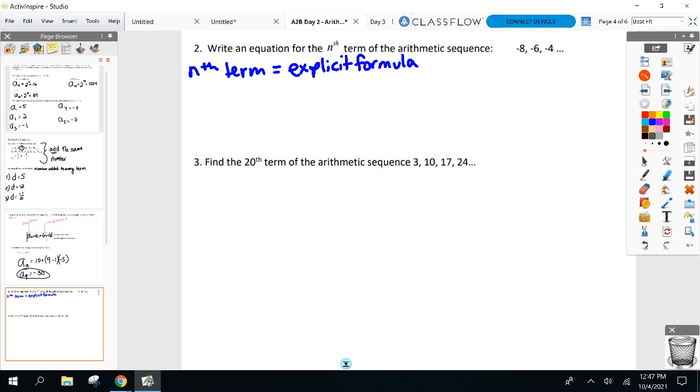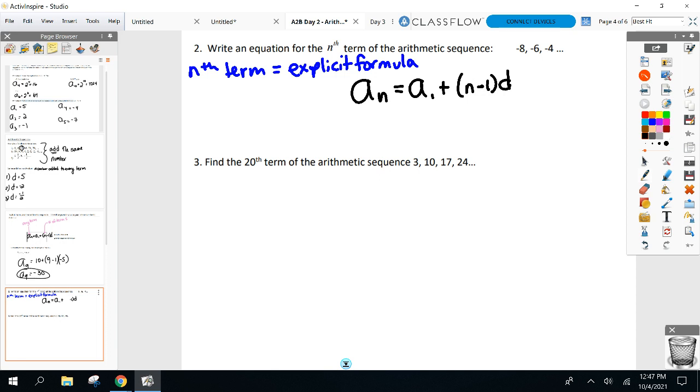All right, ready for your formula? It's arithmetic, so get the formula off the formula sheet and I'll help you plug it in. A sub n equals A1 plus n minus 1 times d. Let's see how much we can plug in for. That was n minus 1. Oh, n minus 1, sorry. I don't know where the A came from.